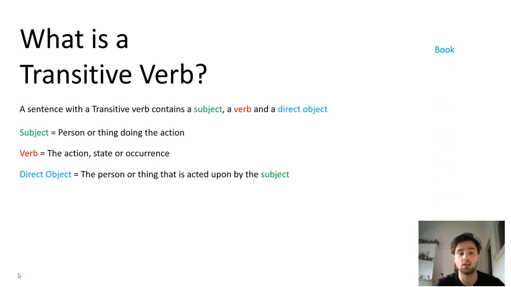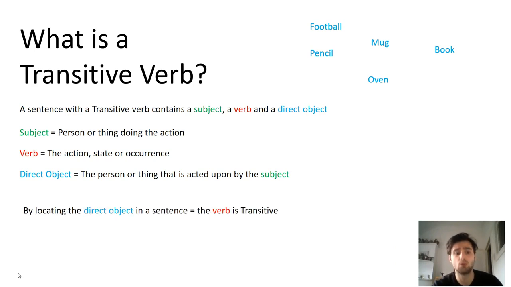Okay, so that could be a book, a football, an oven, a pencil, or a mug. Now, they're just a few examples to give you an idea. Okay, but by locating the direct object in a sentence, we can then tell that the verb used is transitive. Okay, so let's just look at a quick example. Okay, so in this sentence, Brian is drinking tea.